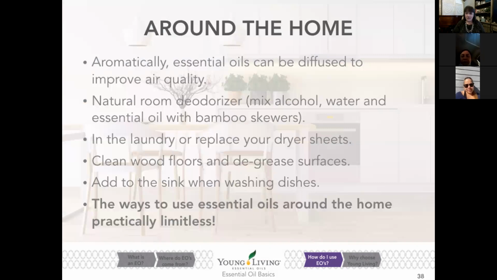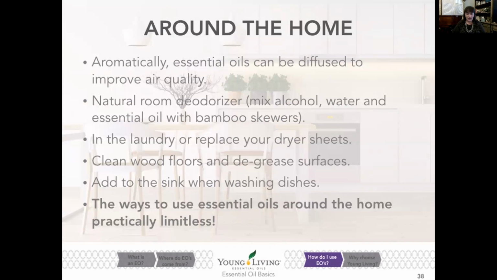Okay, let's talk a little bit about a few more things here, and then we will chat to answer some questions. Thank you, Evie. Yeah, carrier oils are a great way to dilute your oils. So around the home, aromatically essential oils can be diffused to improve air quality. They can be used as a natural room deodorizer. You can mix alcohol, water, and essential oil, and put them in a little bottle with some bamboo skewers. That works great. Or you can mix them in a spray bottle and use it as a room spray. We like to make those when we do DIY classes.